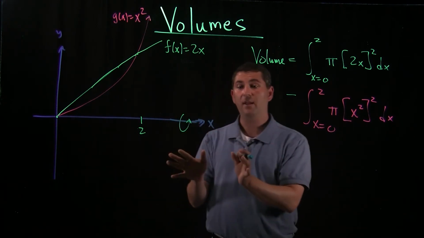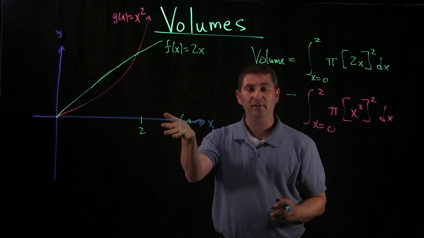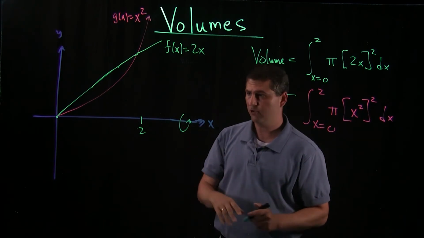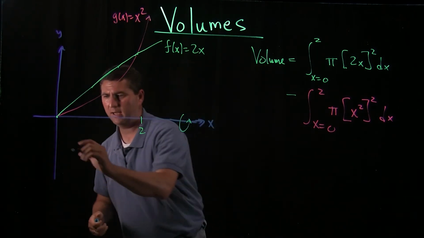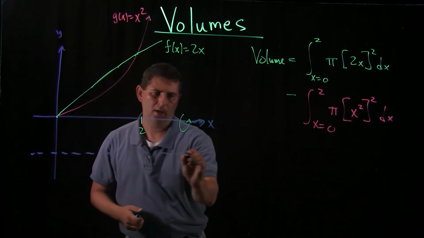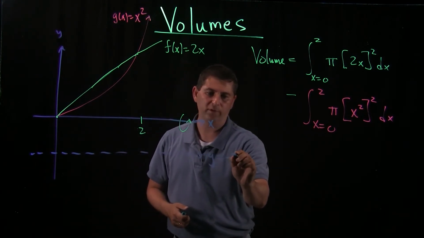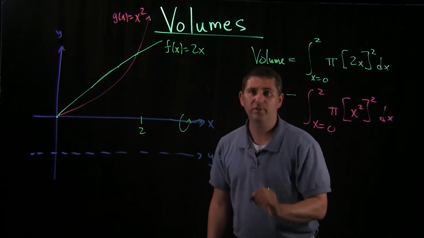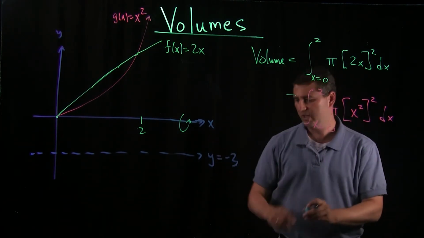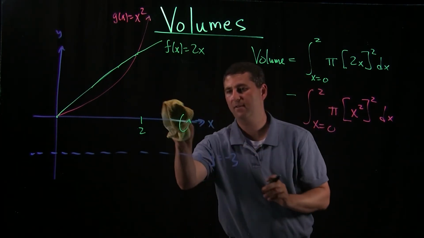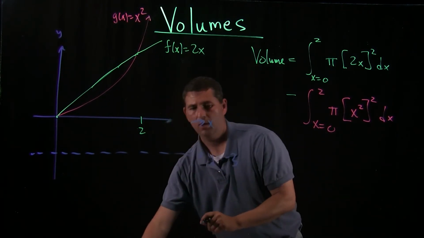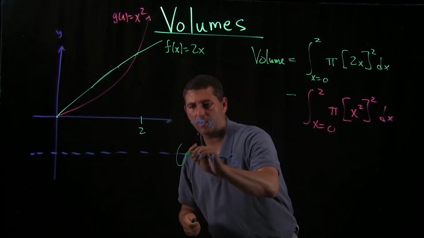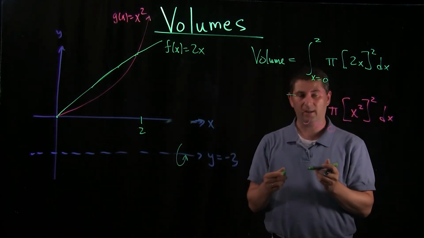Okay, so now let's say, though, we don't want to go around the x-axis, but around some other axis of rotation. So say I want to rotate down here. Say this is going to be y equals -3. Okay, so I have y equals -3, and I'd like to rotate no longer around the x-axis, but now around y equals -3. How is that going to change things?